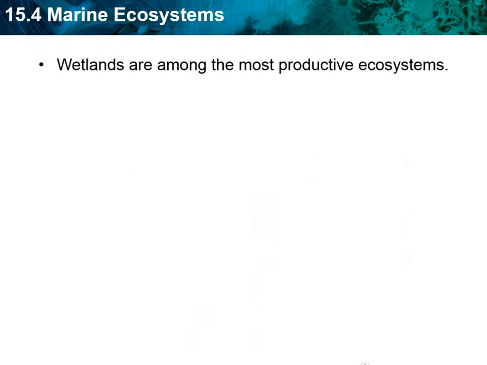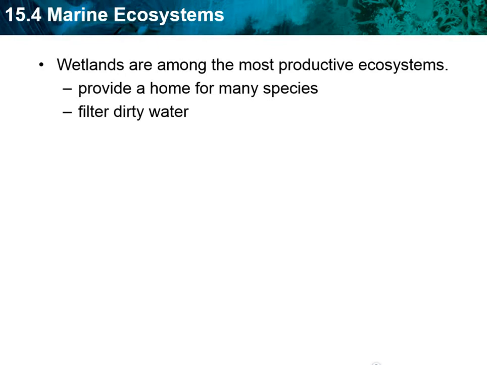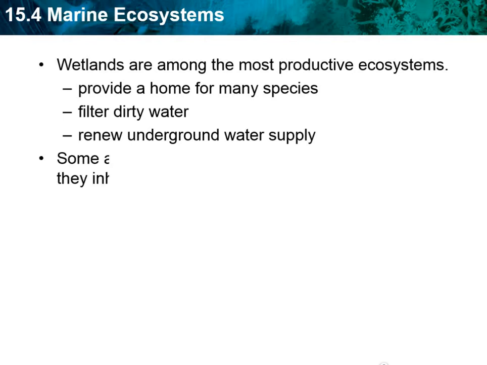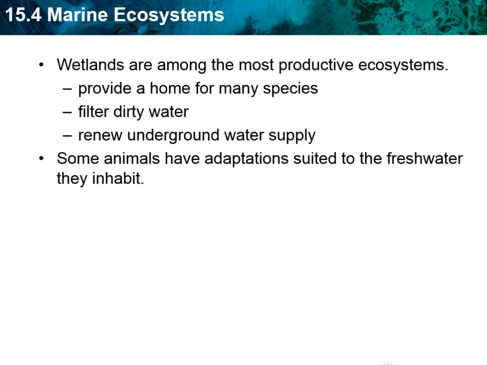So wetlands are among the most productive ecosystems. They provide home to many species. So when we talk about wetlands, they're going to help filter dirty water. They're going to renew the groundwater supply. Some animals have adaptations that are going to make them suited for these fresh waters that they inhabit. Examples of wetlands would be things like swamps, bogs. So those are wetlands, and that's a major part of the freshwater ecosystems.